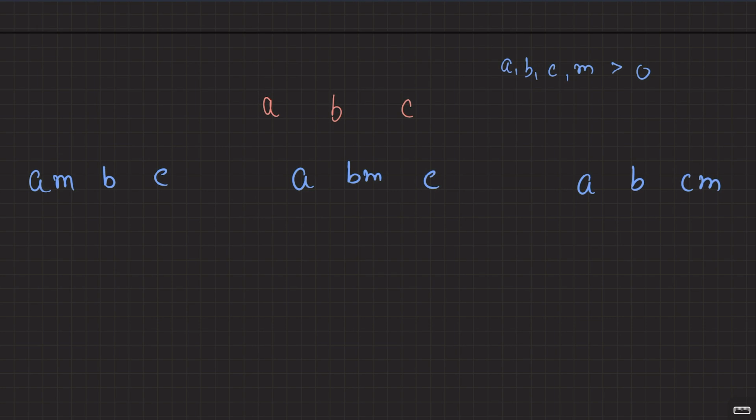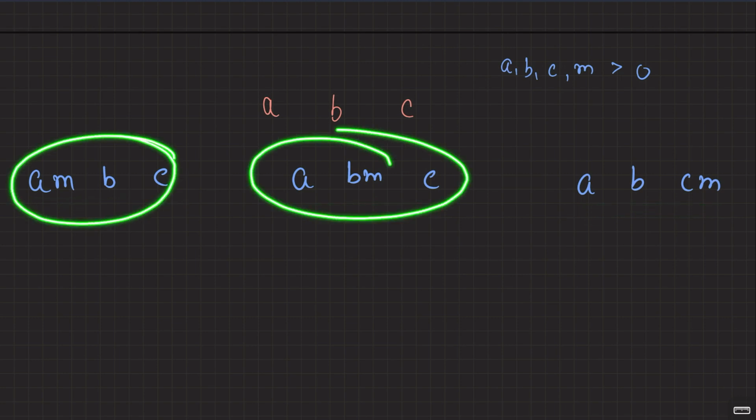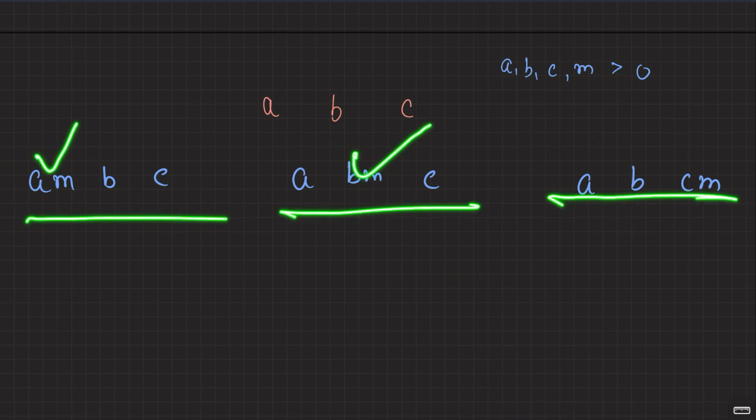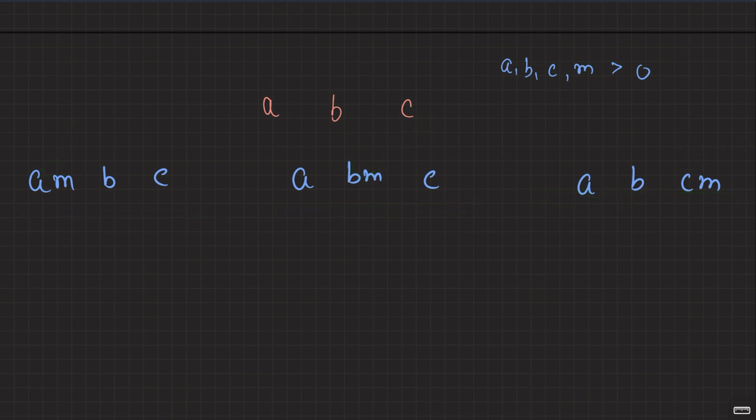So we'll get an M if this is an AP, or this is an AP, or this is an AP. Basically, if you want to find M, one of these should be an AP. If the first is an AP, you'll multiply M with A. If the second is an AP, you'll multiply M with B. If the third sequence is an AP, you'll multiply M with C.